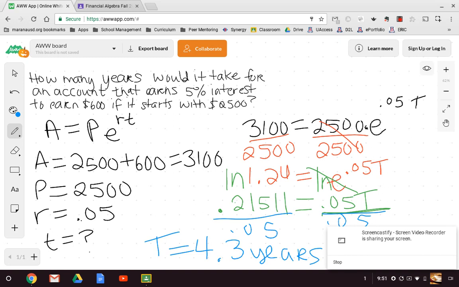So going back to our steps, let's look at them one more time. Step 1, we're going to divide by P. Step 2, we're going to ln both sides. And step 3, we're going to divide by our rate. So really they're the same steps as when we do the r equations for continuous. They're just a few different numbers that we're dividing by there. Like we're going to divide by r instead of dividing by t on that last step. But all of the steps are the same here. Divide, ln, divide again. Same as when we do our rate equations.